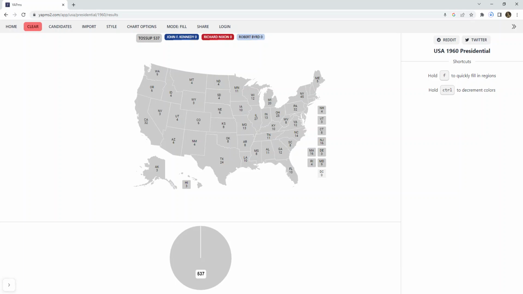Today we are doing another coin flip battle, and this time it will be the 1960 presidential election, which of course John F. Kennedy narrowly won against Nixon. It was definitely narrow in the popular vote, and it was pretty narrow in the electoral college as well.